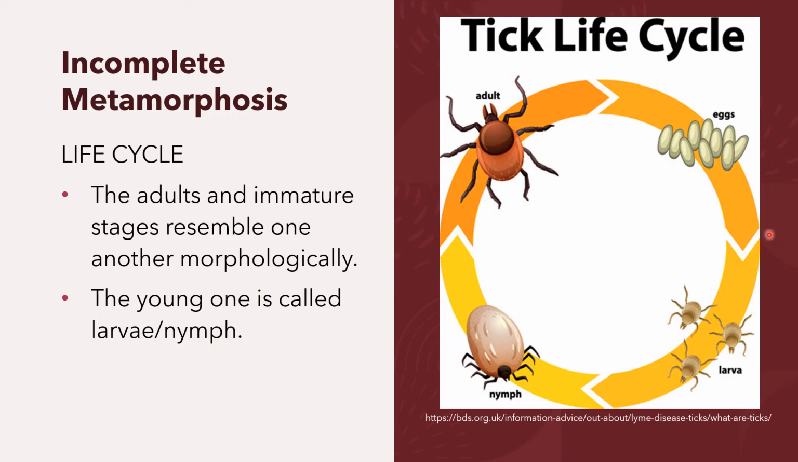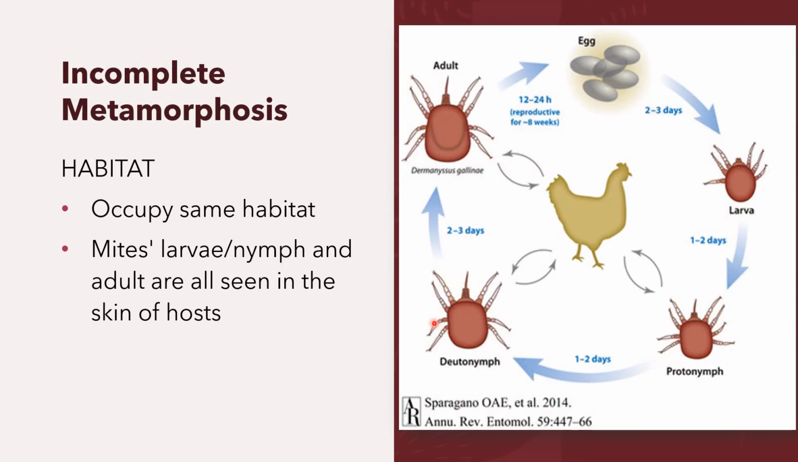So as shown in this figure for the tick life cycle, as you can see here, the larval stages and the nymph of the ticks resemble that of the adult. They only differ in their size. In terms of the habitat, they occupy the same habitat. And for the mites, larvae, or the nymph, and the adult are all seen in the skin of the host.